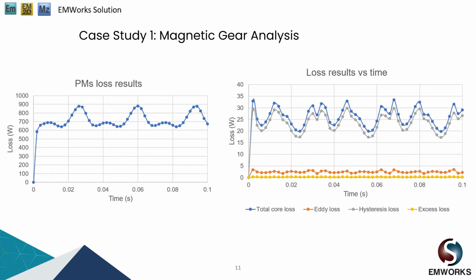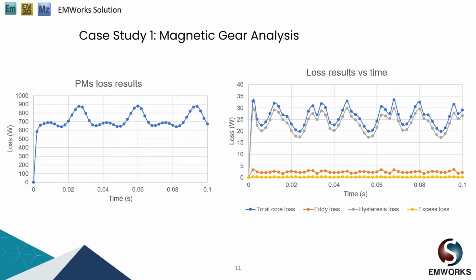Now we are computing the losses. We perform a transient magnetic analysis, so time domain analysis, to compute the losses at different parts of our magnetic gear. Here we can see at the left side that the eddy losses in the magnets were computed. The total eddy loss in all the magnets is plotted, while in the right figure the iron loss, the core loss versus time, was also plotted. You can see different types of losses: eddy, hysteresis and excess loss, and the total core loss versus time is computed and shown in this graph.